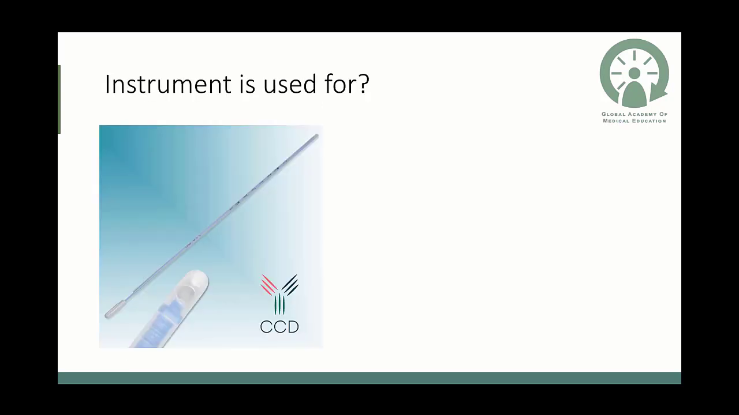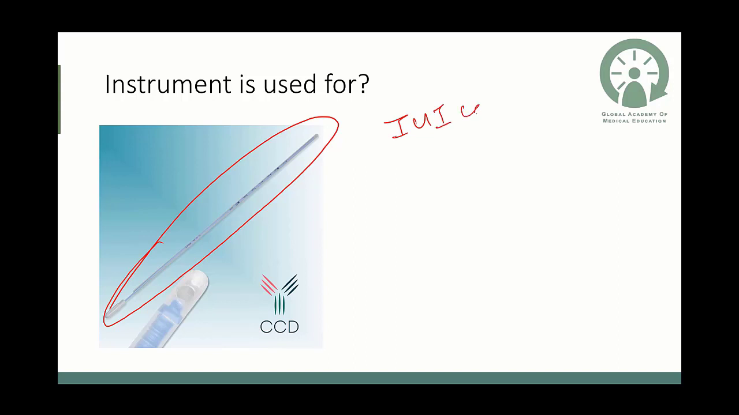So this is another image based question. I think you were given this image of a long instrument, and this is often confused with the IUI cannula. Remember, an IUI cannula will always have a syringe attached at the end, and this will have a piston attached at the end. Also, if they give you a closer picture of the end, this is enlarged here.